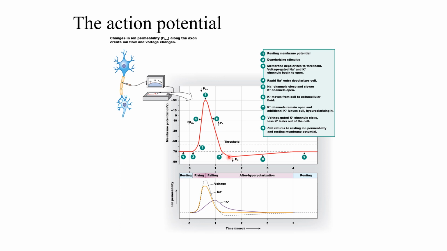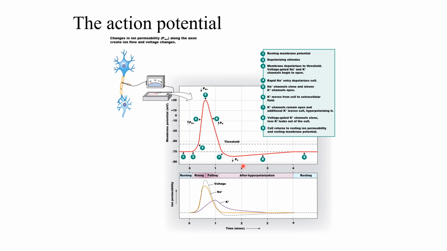That's because the potassium channels don't close right away. The potassium channels stay open for a while, and so a lot of potassium leaves the cell. So the more potassium leaves the cell, the more the membrane potential will hyperpolarize, and it gets really close to around negative 90 millivolts. Then the potassium channels are going to finally close.